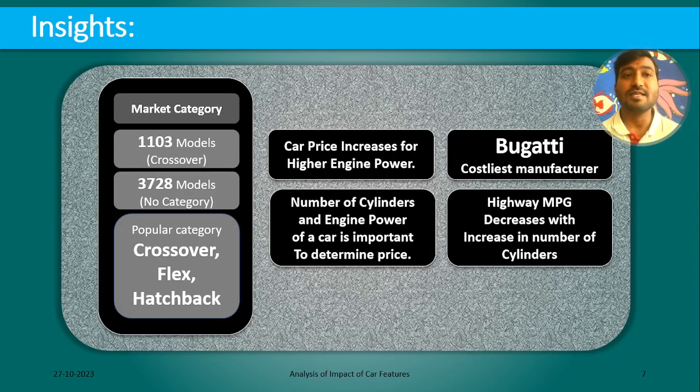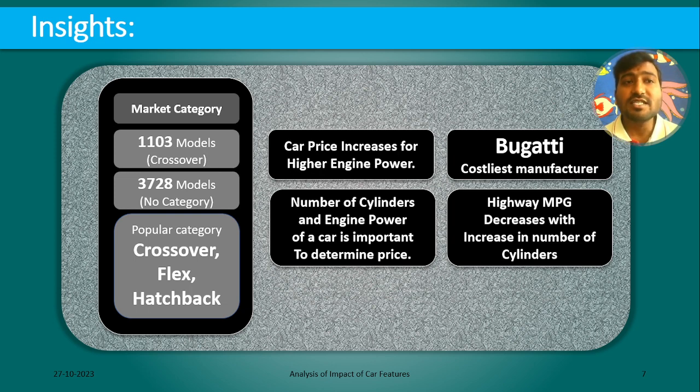enhancement. The insights while performing EDA on the data are that in the market category there are 1103 models in the crossover category and 3728 models have no category mentioned, but the popular categories are crossover, flex fuel and hatchback models.